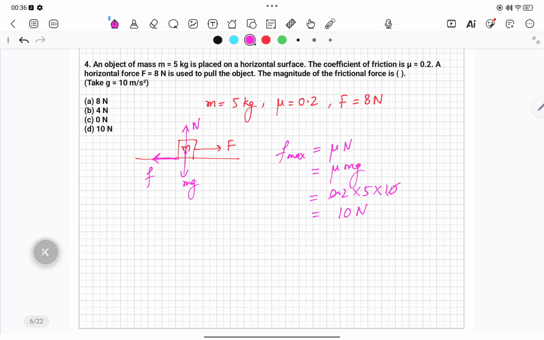This is the maximum friction force, that is 10 Newton, and we are applying a force of 8 Newton. Here, this maximum friction force is greater than the applied force. That means the object will be at rest. So the friction force will be equal to the applied force, that is equal to 8 Newton. So according to this, option A is correct. That is 8 Newton.